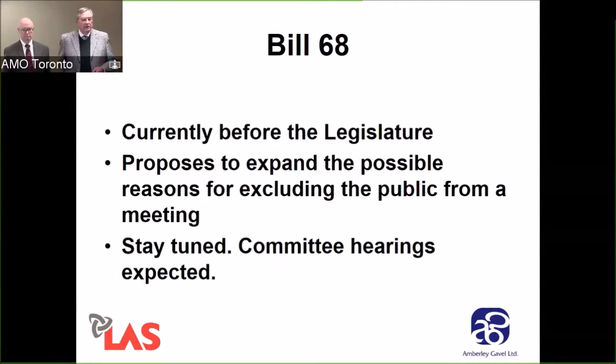We have one final slide here, and it refers to Bill 68, which is currently before the legislature. Speaking here in December 2016, we expect it to be debated at committee sometime in the spring or winter session. It proposes to expand the possible reasons for excluding the public from a meeting. We're not going to go into the detail of those because we're fairly certain that they'll change in some regard. So there's no point in muddying the waters by talking about what Bill 68 currently says. If you're interested, you can read Bill 68 on the Ontario Legislative website.